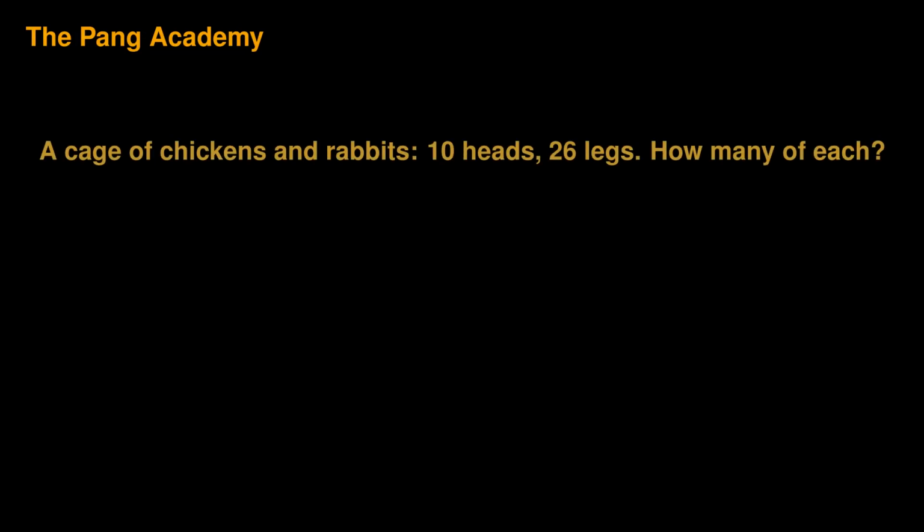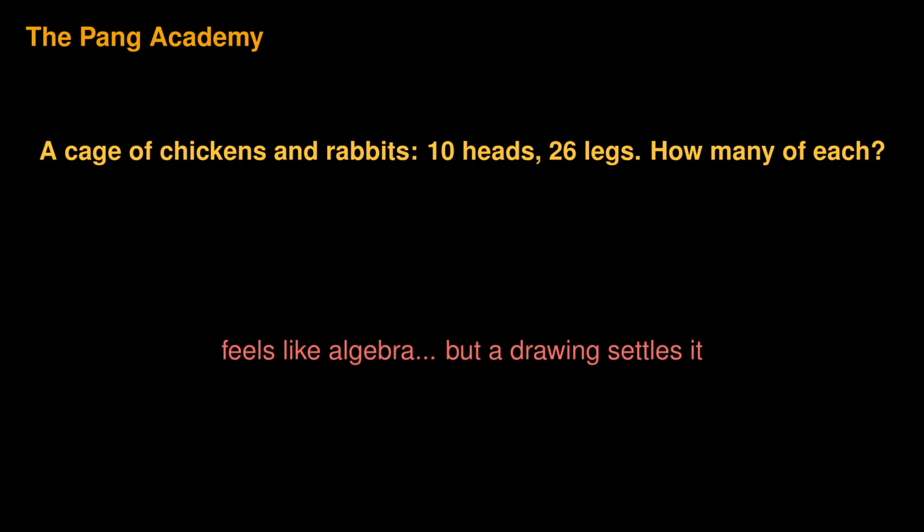A cage holds some chickens and some rabbits. You can count 10 heads and 26 legs. How many are chickens and how many are rabbits? Two different animals, two unknowns. It feels like it wants algebra. Two equations with two letters, a bit of a headache.